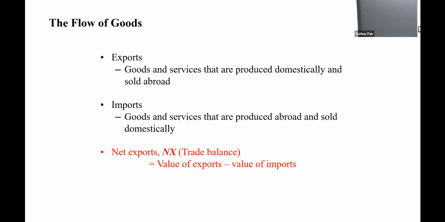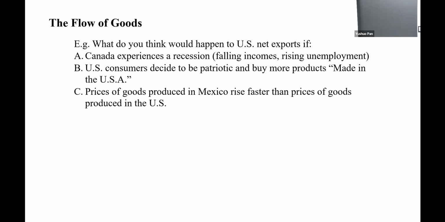The flow of goods and services: exports are goods and services produced domestically and sold abroad, and imports are the opposite. Net exports is the value of exports minus the value of imports. Again, we learned this before, but this equation is very important. Since we are already familiar with it, let's see some example questions to remember it better. What do you think would happen to US net exports if, for example, Canada experiences a recession?